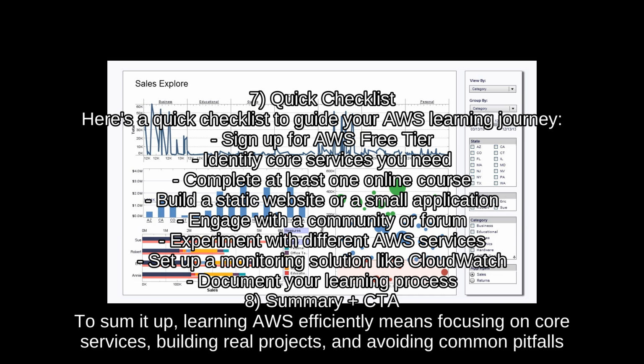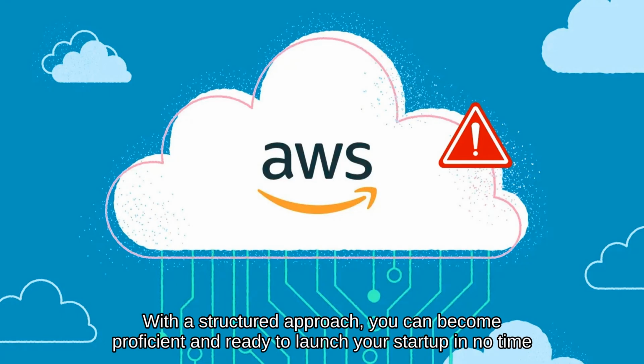Summary. To sum it up, learning AWS efficiently means focusing on core services, building real projects, and avoiding common pitfalls. With a structured approach, you can become proficient and ready to launch your startup in no time.